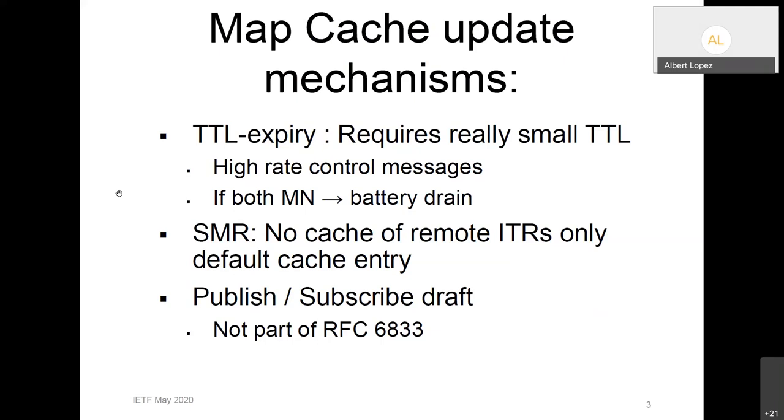Then we have the SMR option. When we are using NAT, usually we only have a default cache entry pointing to our RTRs. So we cannot notify remote ETRs directly of the change of our mapping. We will go to this later. And finally, the publish subscribe draft, which I believe is a very good option, but it is not specified in the former RFC.